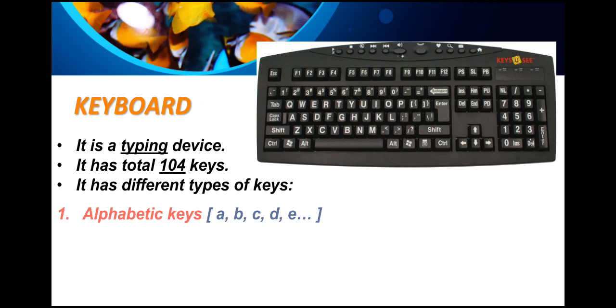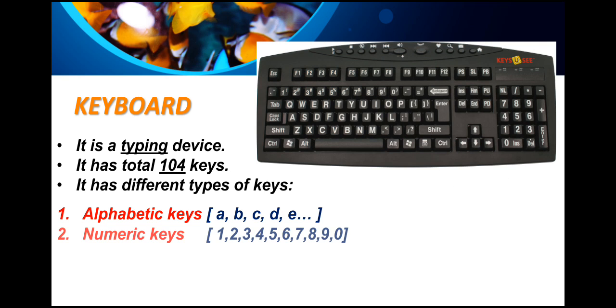It has alphabetic keys. Obviously we have 24 alphabets, so we have 24 alphabetic keys, and they are placed in the middle of the keyboard. As you can see, we use them to write or type text, words and sentences. Numeric keys. Numeric keys are the keys that are used for typing numbers. On the keyboard we have two sets of number keys. One is above the alphabetic keys and the other set is in the numeric keypad.